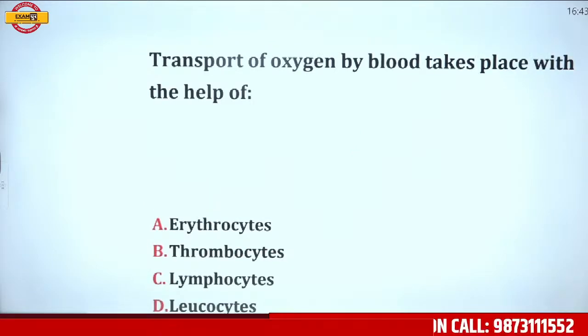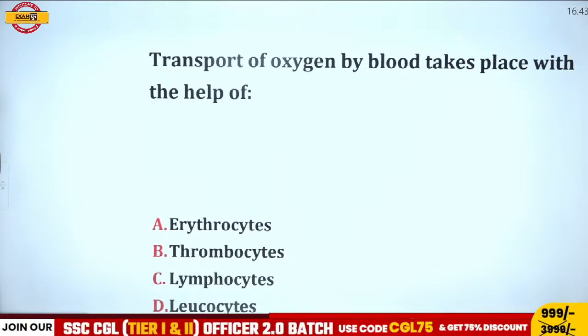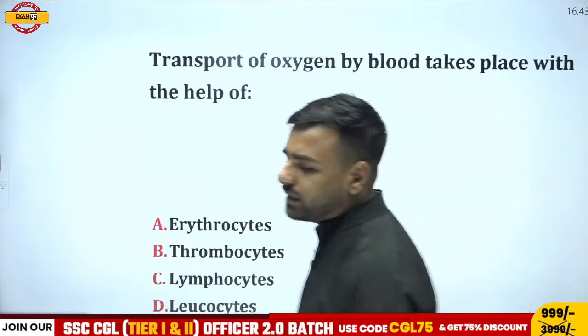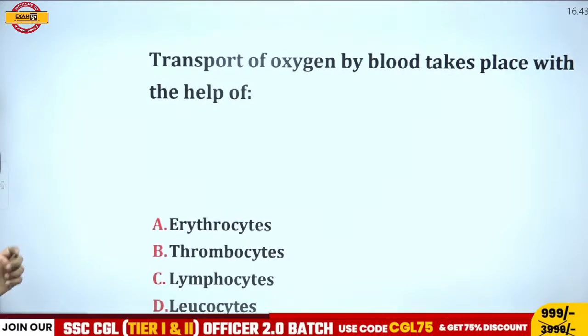Next we have, transport of oxygen by the blood takes place with the help of what? Is it erythrocyte, thrombocyte, lymphocyte or leukocyte? What do you think? What would be the correct answer over here? Answer please. My question is, transport of oxygen by blood takes place with the help of what? Is it erythrocytes, thrombocytes, lymphocytes or leukocytes?